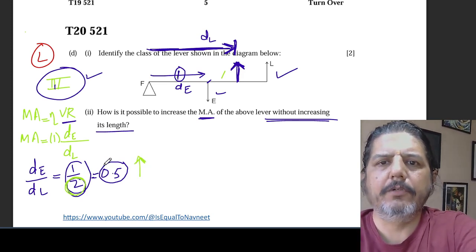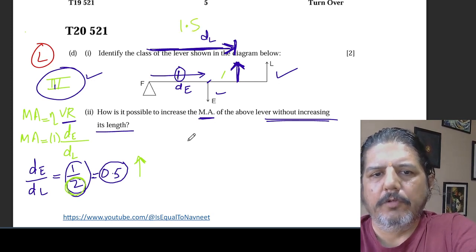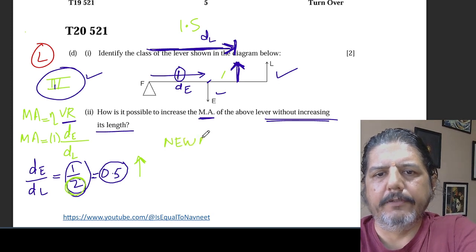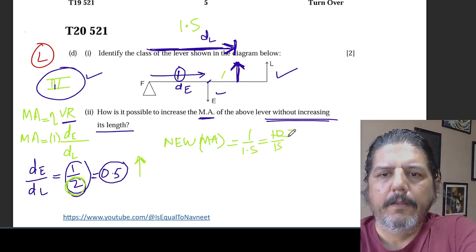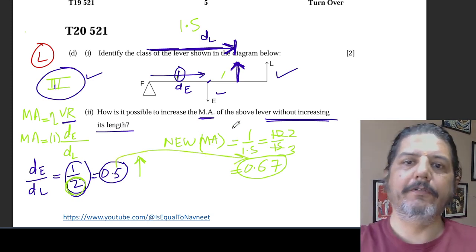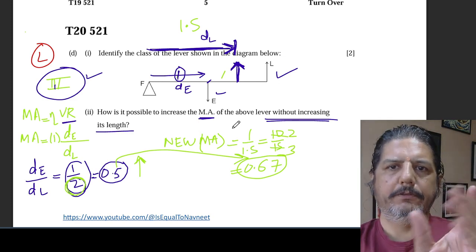Just to take an example, let me assume that the new DL is 1.5 centimeter. So the new mechanical advantage would be equal to 1 upon 1.5. This would be 10 upon 15. This would be 0.67. So from 0.5, I've increased it to 0.67 by decreasing the load distance. I hope it is clear.